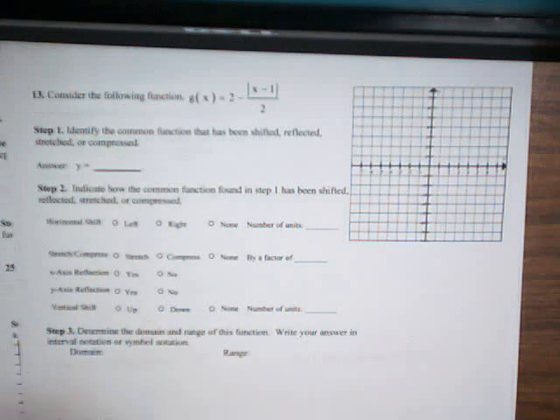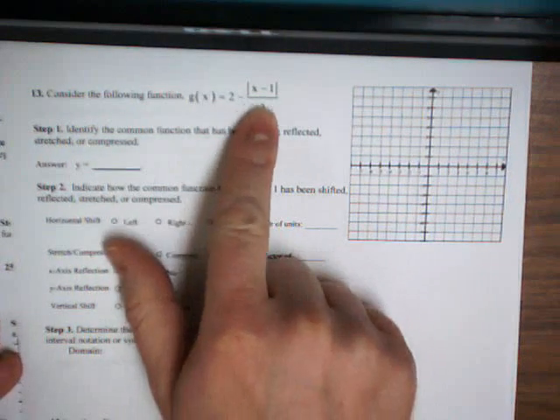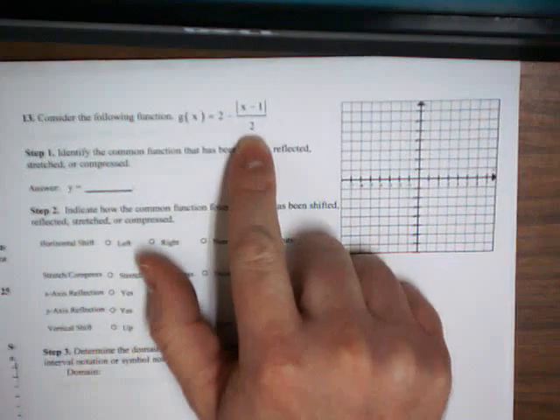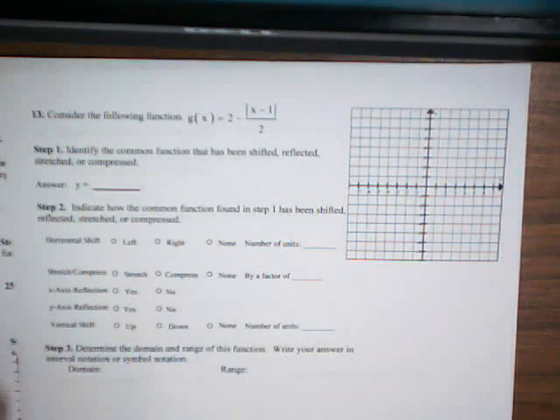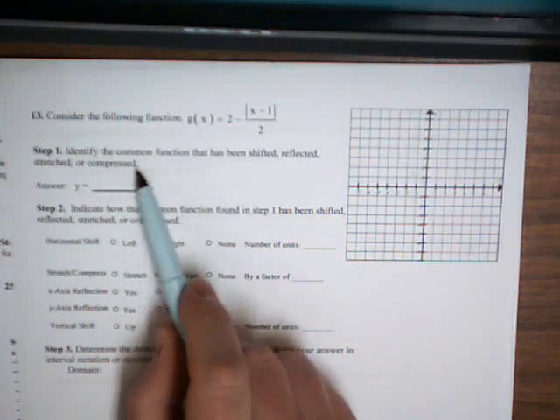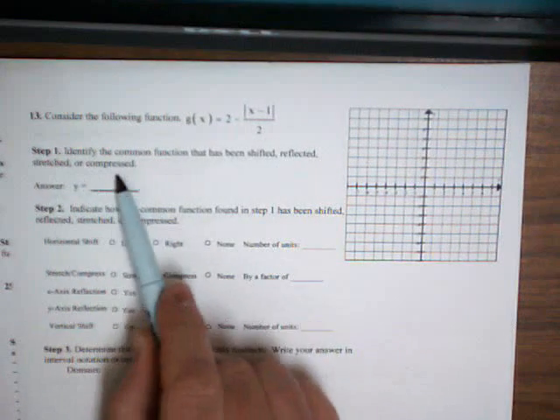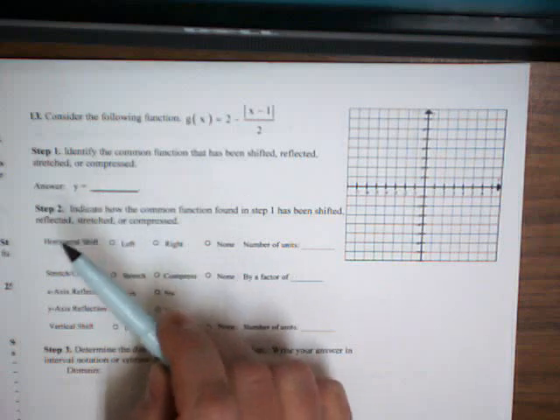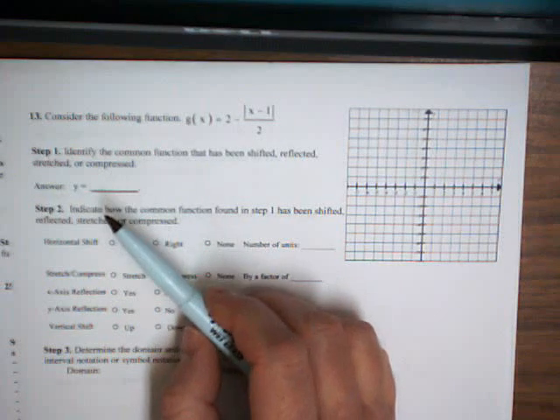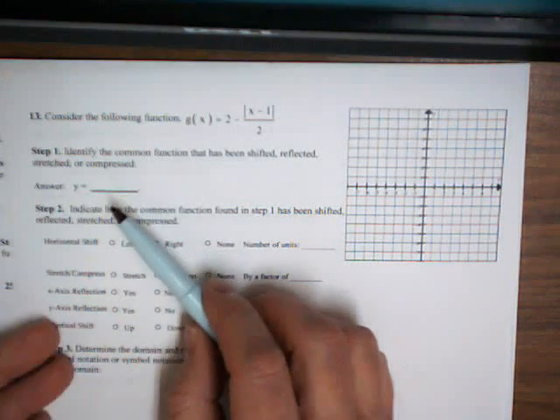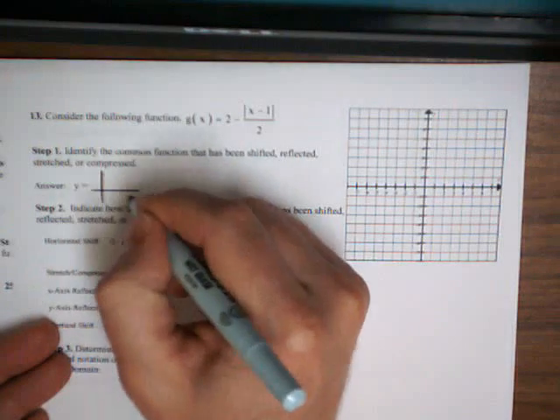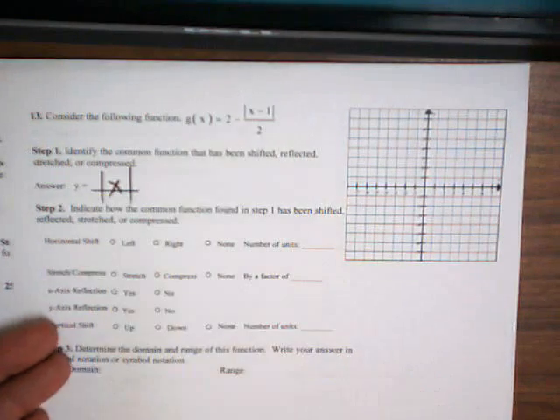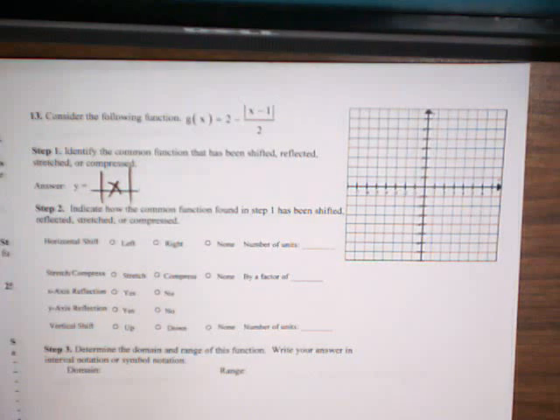Okay. So number 13, you're considering this function here. And what is this based off of? Identify the common function has been shifted, reflected, stretched, or compressed. On the reference sheet, there's a little box of common functions. It gives you a list of them. It's the absolute value of x is what this is based off of. See that little box down at the bottom? And it says y equals absolute value of x. That's what it's based off of.